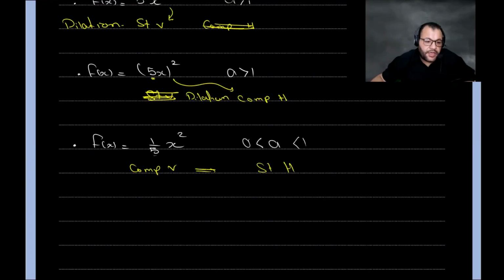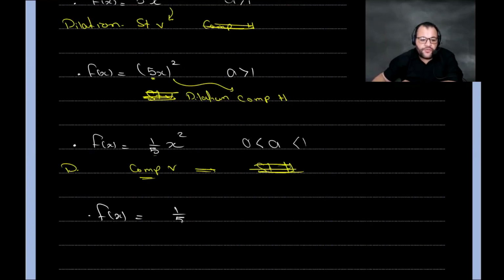Now we multiply inside the bracket or outside the bracket? Outside. This means I need only the y part, the vertical part, so no need for the horizontal. So we have dilation by compressing vertical. But when I say f of x, the same function, equals 1 over 5x, all to the power 2.